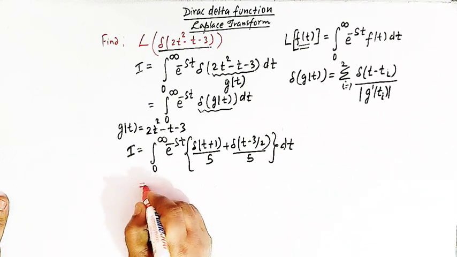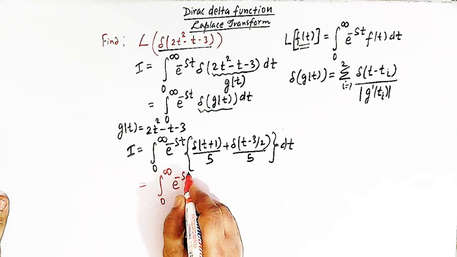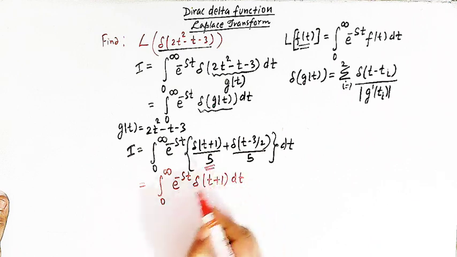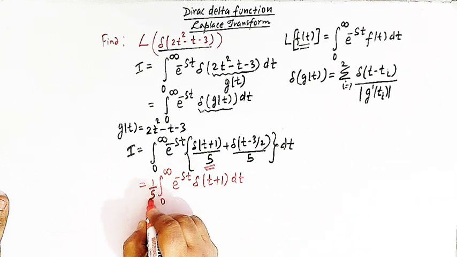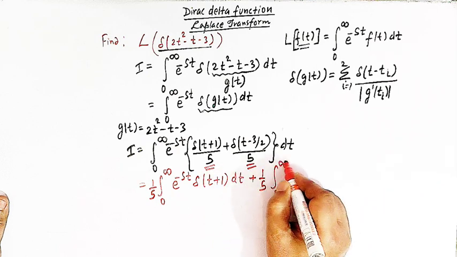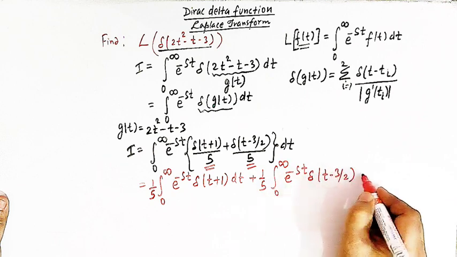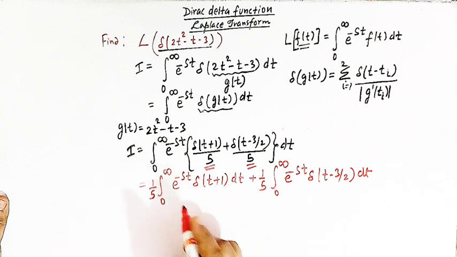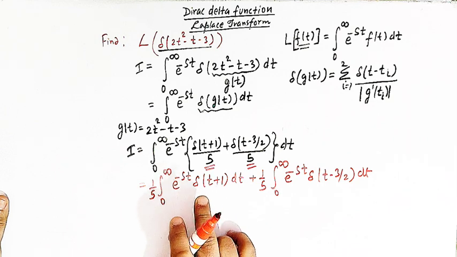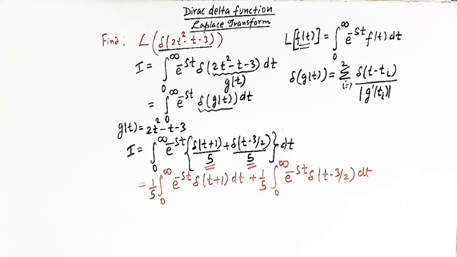So now let us write this integral as a sum of two integrals. The first one is 0 to infinity e raised to minus st, here we have delta of t plus 1 dt, and we can take this 5, that is 1 over 5, outside the integral. Then we have 1 over 5 and integral 0 to infinity e raised to minus st and delta of t minus 3 by 2 dt, right? So now we have to calculate the value of these two integrals, and in order to get the values of these two integrals, we'll make use of the definition of delta function.